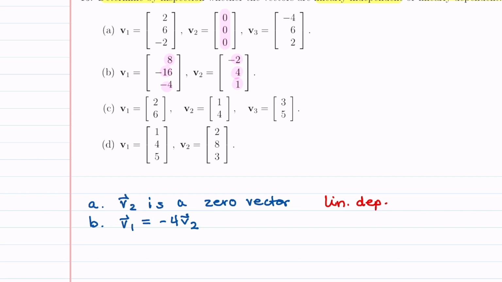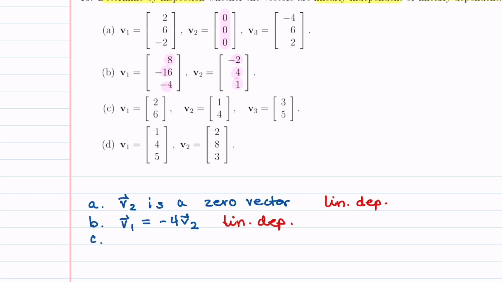So this means that these vectors are multiples of each other. And whenever you have two vectors that are multiples of each other, the vectors are linearly dependent. Even if you have 3 vectors and 2 of them are multiples of each other, the set will still be linearly dependent.